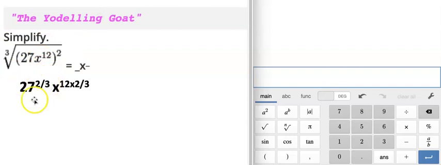So 27 to the 2/3. Well, let's see. What three numbers make 27? I think that's 3 times 3 times 3. Yeah, that makes 27, and I only want two of them. Two of the three numbers that make 27 is 3 times 3, which is 9. 9 is going to be my whole number, my coefficient, so I'm going to put a 9 right there. And then 12 times 2/3: 12 times 2 is 24, and 24 divided by 3 is 8.